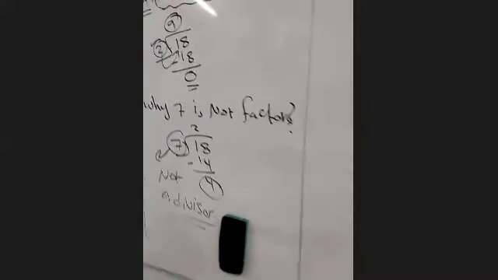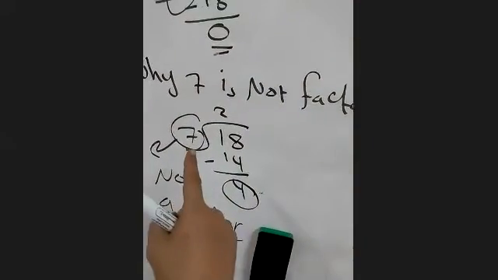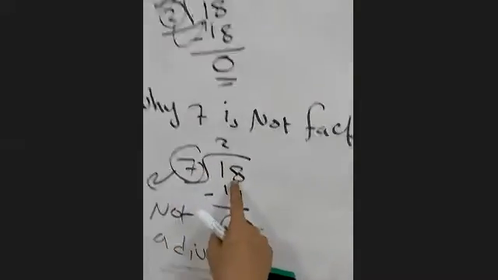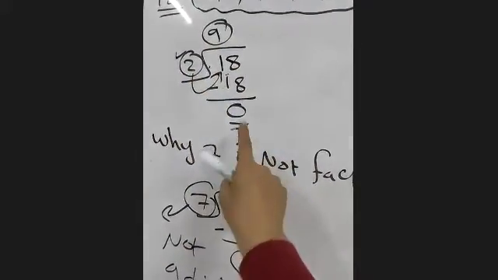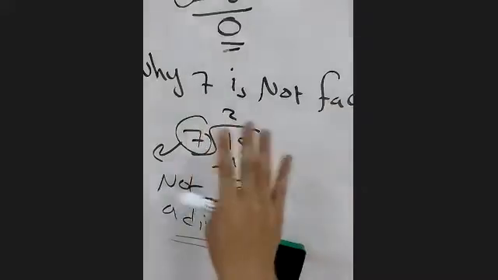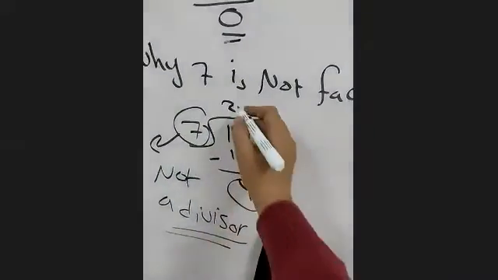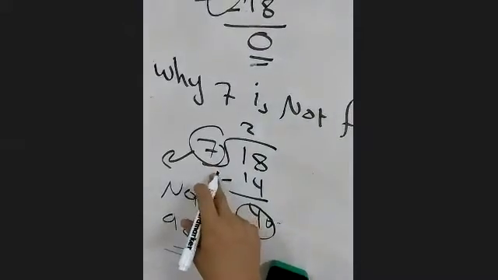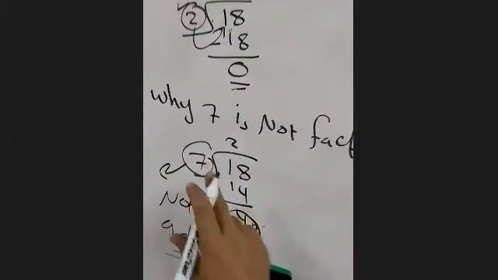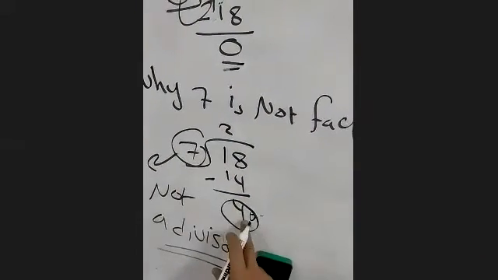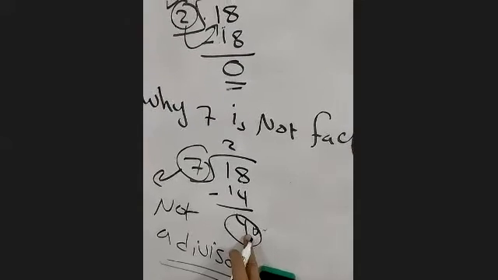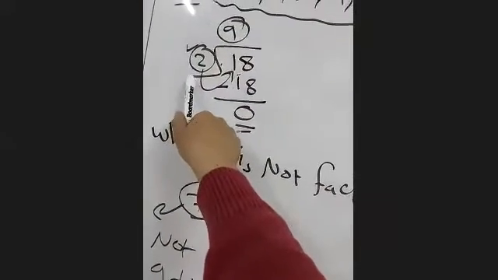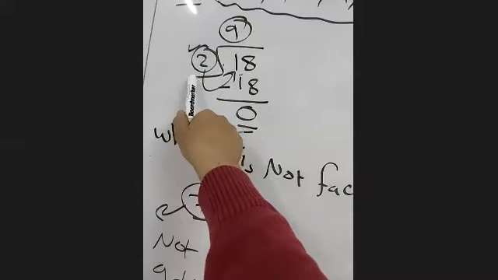Okay? Can 18 be divided by 7? Can we have a whole number that multiplied with 7 gives 18, like 9? No. So here, 7 is not a divisor. I'm not talking about continuing the division. I'm talking about whether 7 is a divisor or not. 7 is not a divisor because the remainder is not 0. But 2 is a divisor.